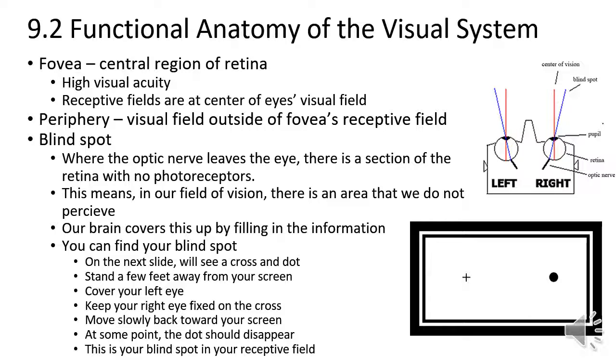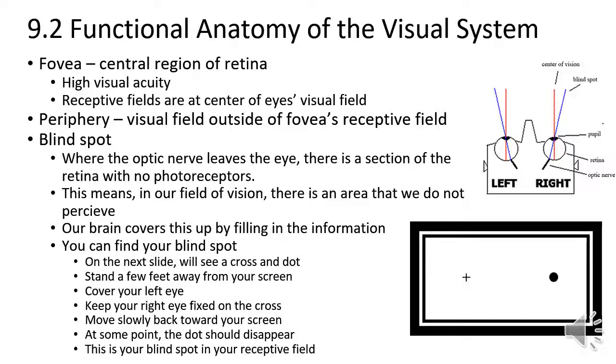Then there's this blind spot. So where our optic nerve, where all the axons of the ganglion cells leave the eye, there's a section of the retina that has no photoreceptors, so it's not picking up any light, which means that in our field of vision, there's actually an area that we don't perceive, and that's kind of covered up by our brain. It fills in that information. Our eyes are constantly moving around, even when we think they're not. They're making very small movements, so you don't typically notice your blind spot.